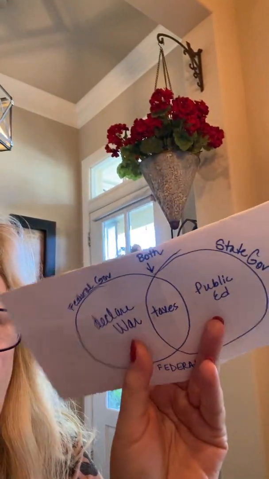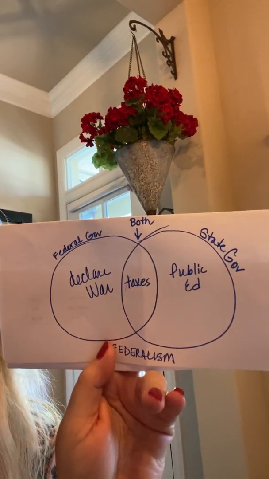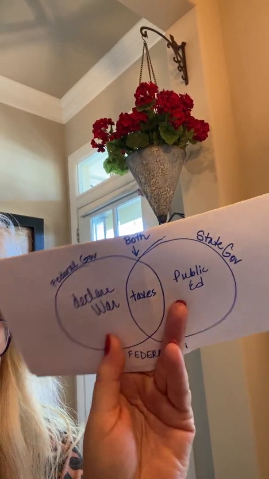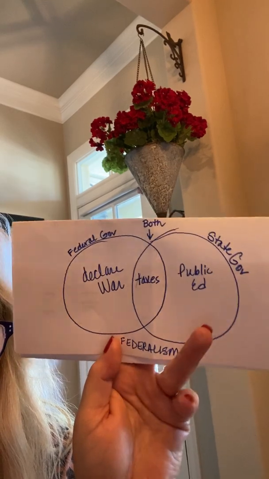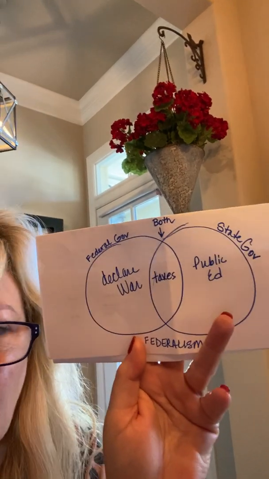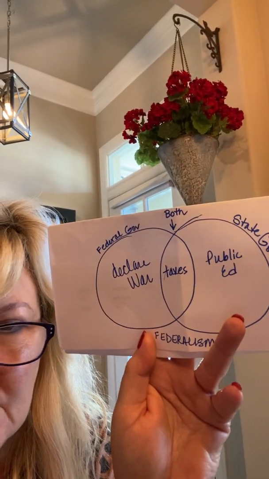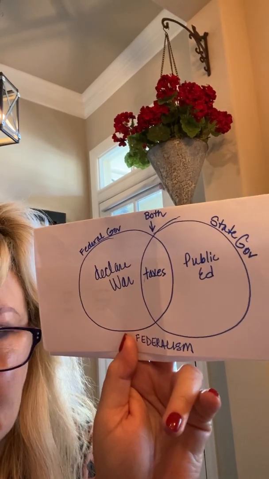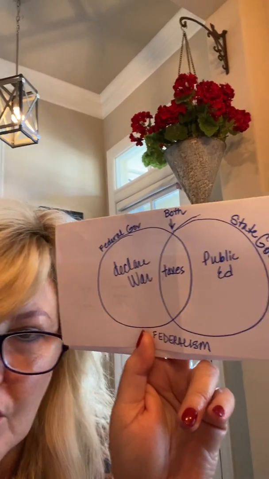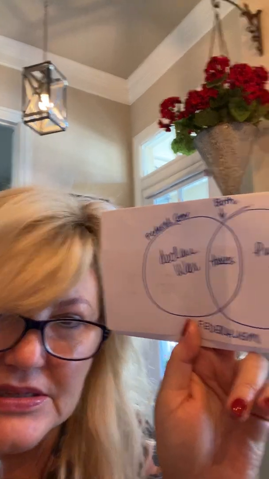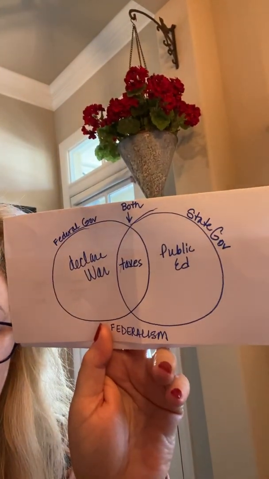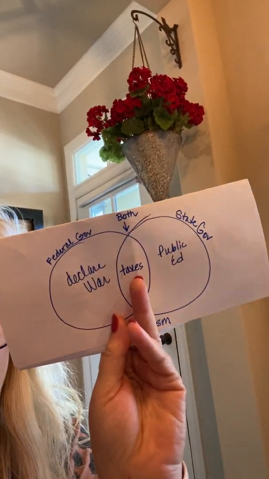So the federal government is the only one who can declare war. Right here. States cannot declare war. The states handle public education. So in the state of Texas, they handle the STAAR test. They handle the state of Texas education. But in the middle, what they both do is they both collect taxes. So let's talk about that.